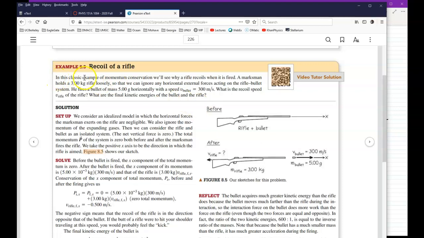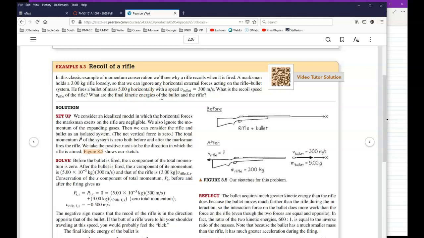Let's read this example. And this is a classic example of momentum conservation. We will see why a rifle recoils when it is fired. A marksman holds a 3 kilogram rifle loosely, so that we can ignore the horizontal external forces acting on the rifle. He fires a bullet of mass 5 gram horizontally with a speed of 300 meters per second. That's about the speed of sound, so that's Mach 1. Got it? What is the recoil speed of the rifle? What are the final kinetic energy of the bullet and the rifle? We'll talk about the kinetic energy in a minute.